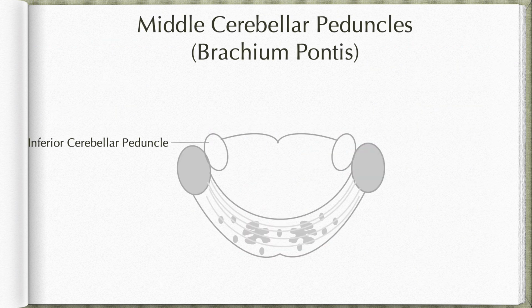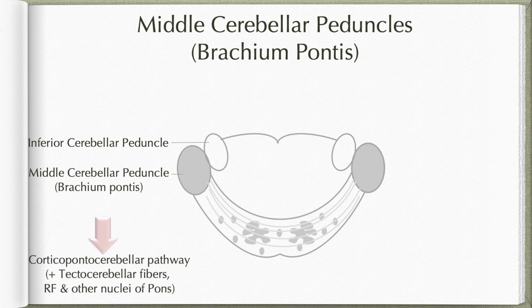Now coming to the middle cerebellar peduncles, otherwise known as Brachium Pontis, they are made up of entirely afferent fibers to the cerebellum. Most of the fibers belong to cortico-pontocerebellar pathway. Few of the fibers may belong to tectocerebellar fibers, as well as the fibers which begin from reticular formation in the pons or some other cranial nerve nuclei in the pons. The surface landmark for the beginning of the middle cerebellar peduncle is the exit point of the trigeminal nerve. So whatever fiber bundle we are seeing lateral to the exit point of the trigeminal nerve, we call it as middle cerebellar peduncles.